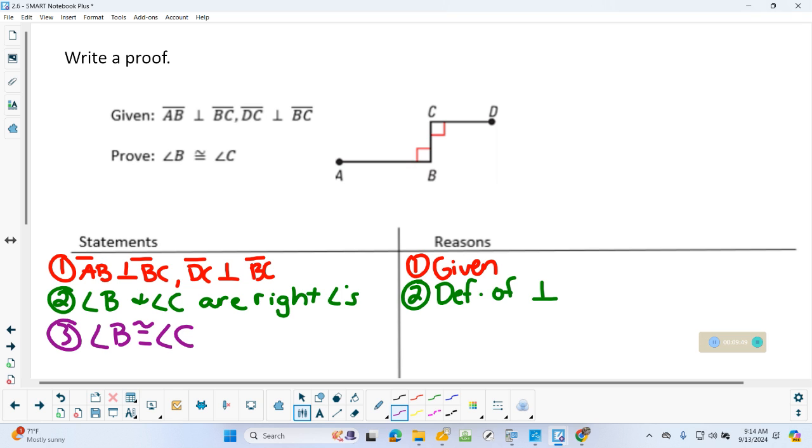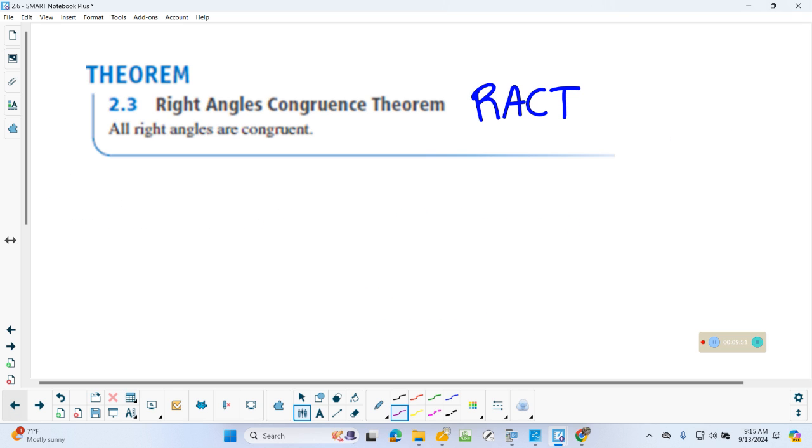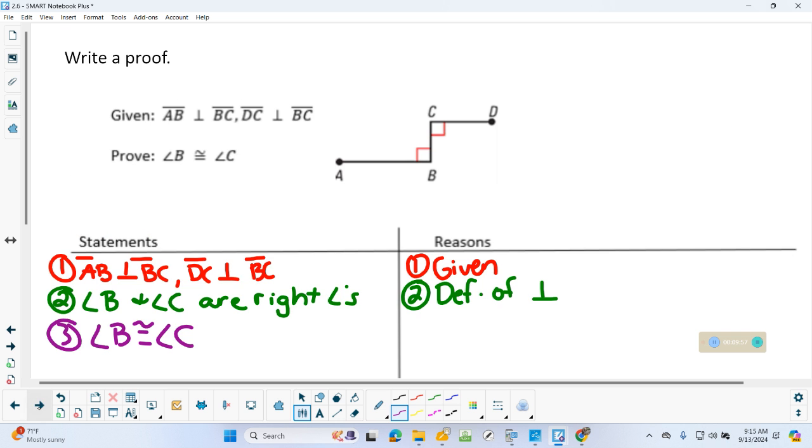And my reason. All right angles are congruent. It's that right angle congruency theorem. So I'm just going to put RACT, right angle congruency theorem. Man, we're crushing it.